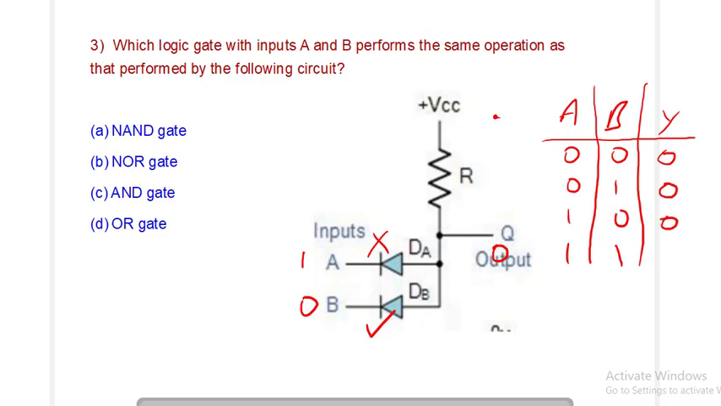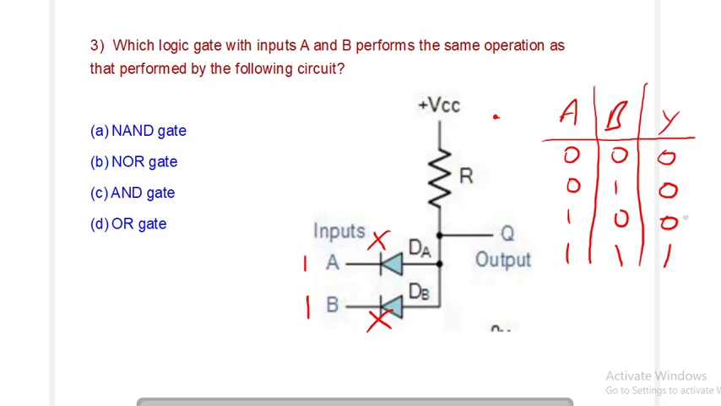In the fourth case, when both the inputs are 1 1, this is 1, this is 1, both of the diodes are in reverse bias mode, so this will not conduct, this will also not conduct, so the output gets VCC, which is 1.